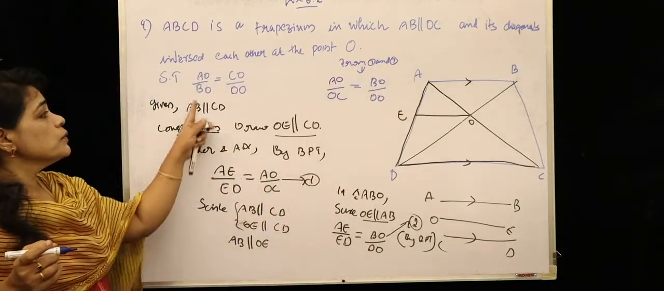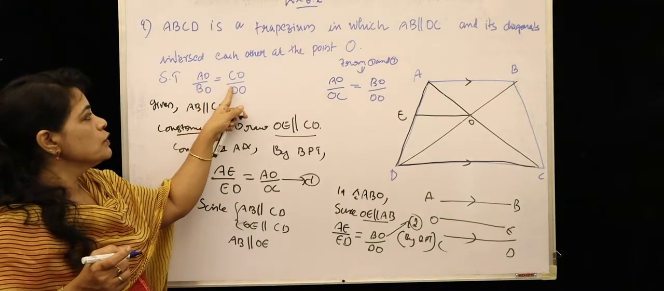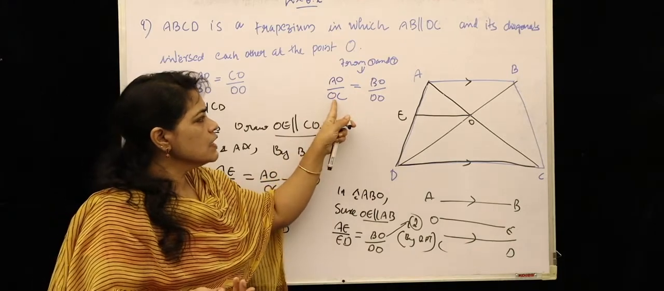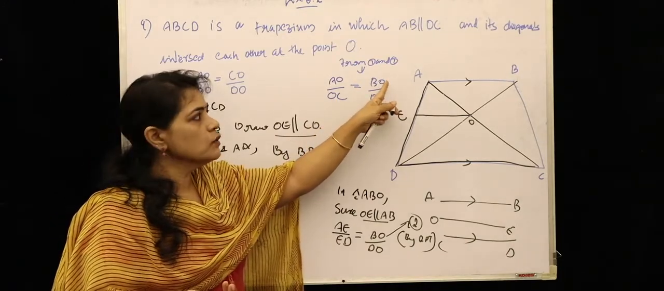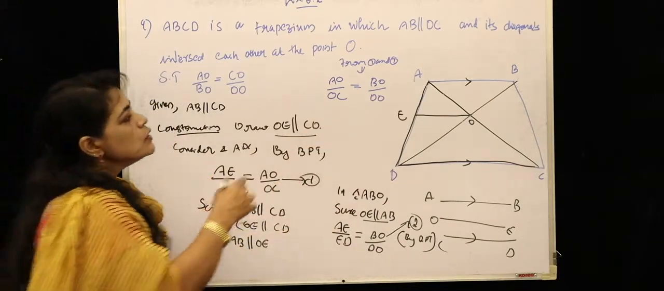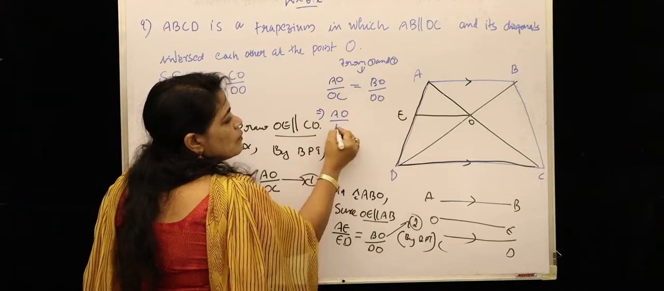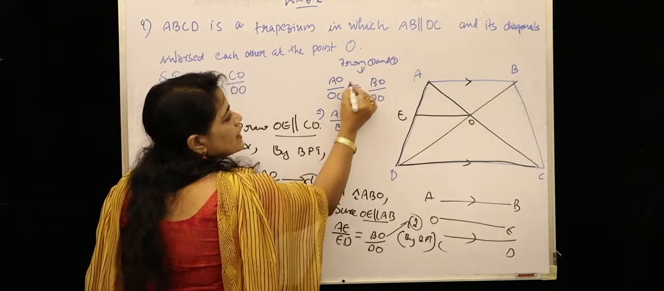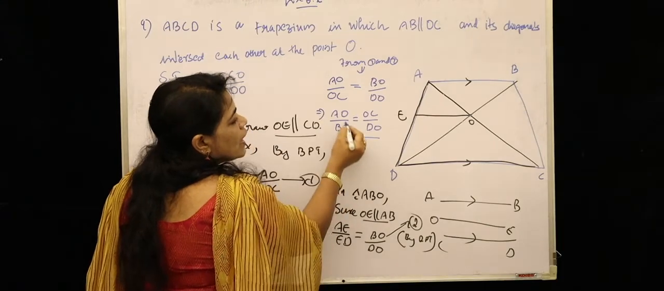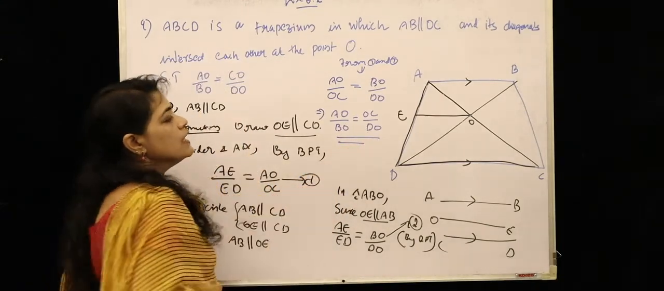But what we need to prove? AO by BO equal to CO by DO. Just a rearrangement is needed from this. See children, if you take this OC to this side, BO will automatically come to the denominator in the LHS. So you can rearrange in order to get the answer. We are taking BO to LHS by taking OC to RHS. So you have AO by BO equal to CO by DO, and OC and CO both are the same.